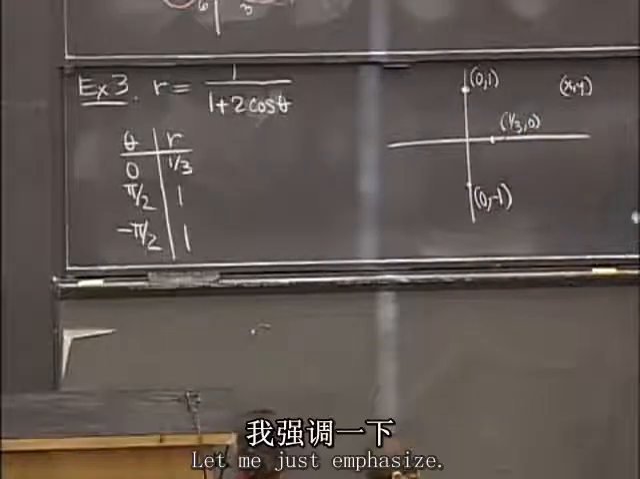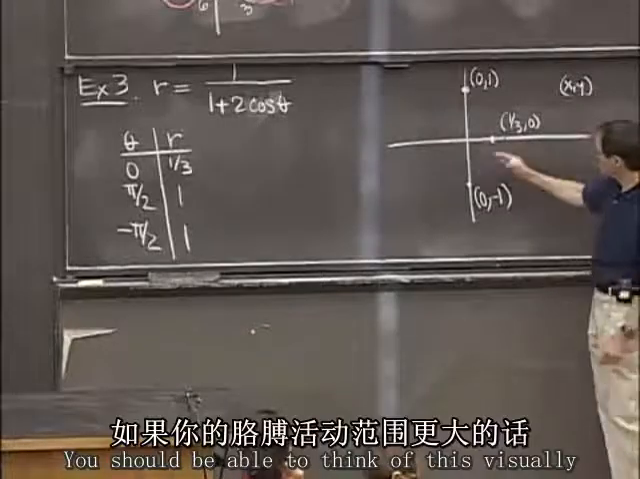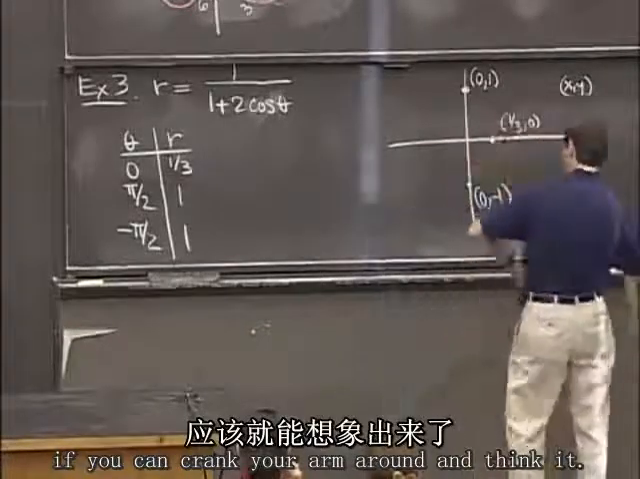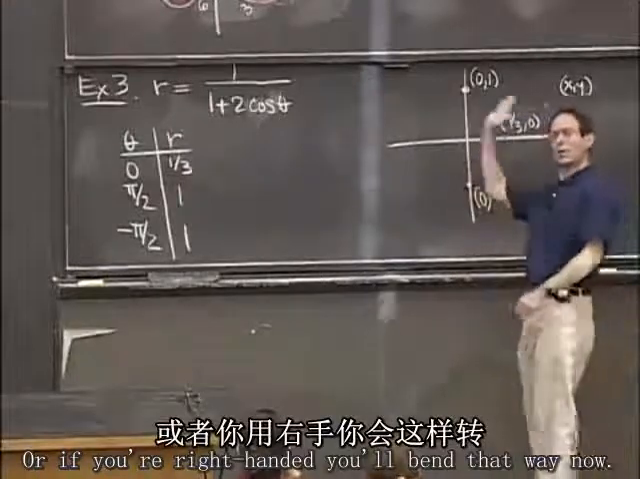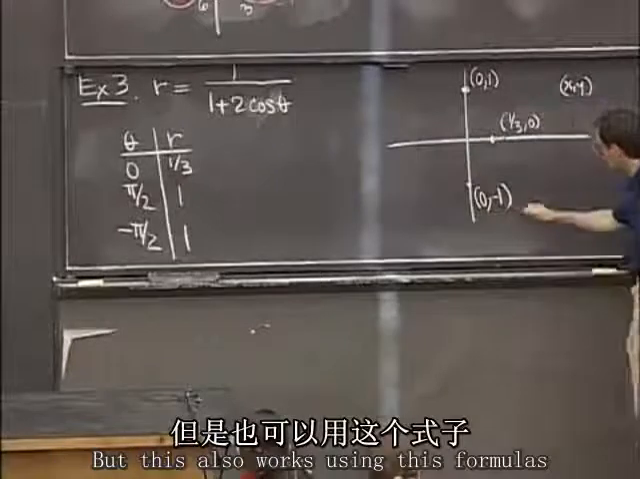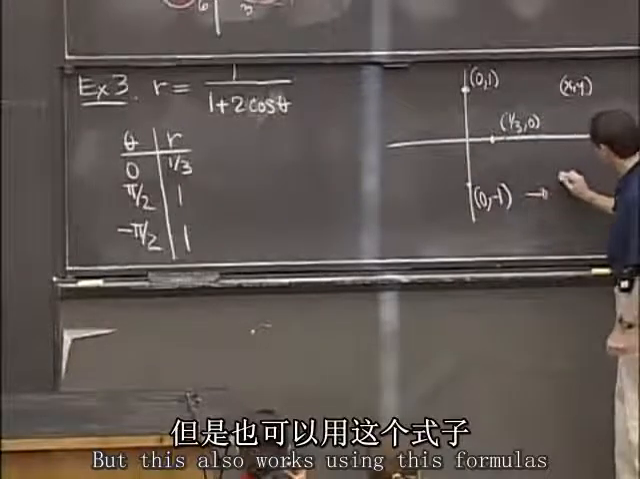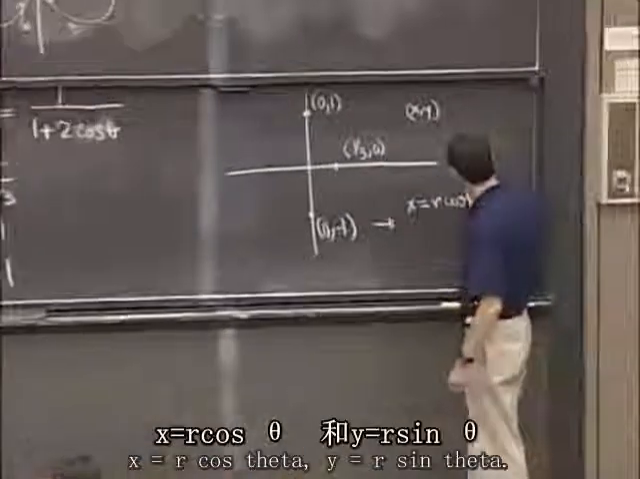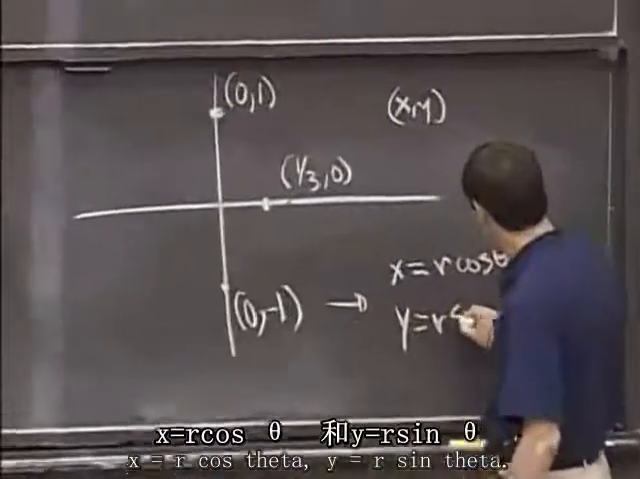Now, let me just emphasize, you should be able to think of this visually if you can crank your arm around and think it through, or if you're right-handed, you'll have to bend that way. But this also works using the formulas x equals r cosine theta, y equals r sine theta.